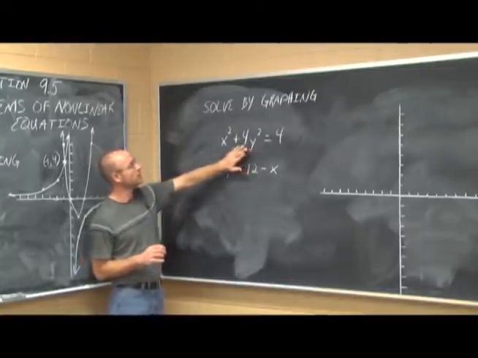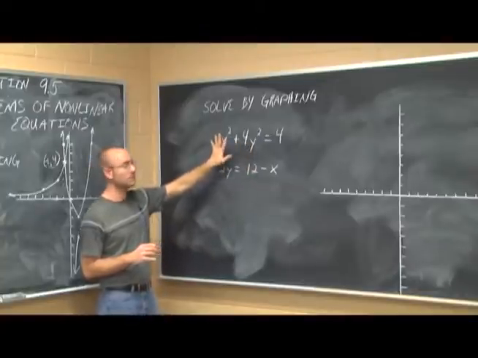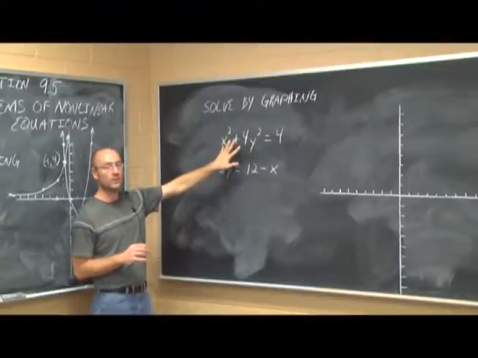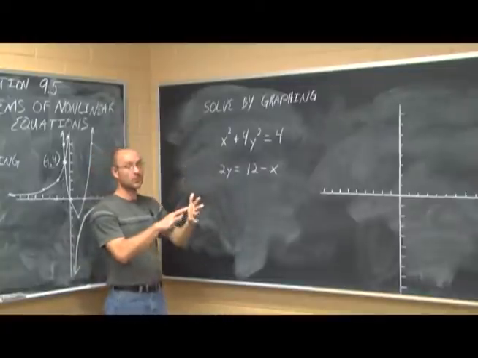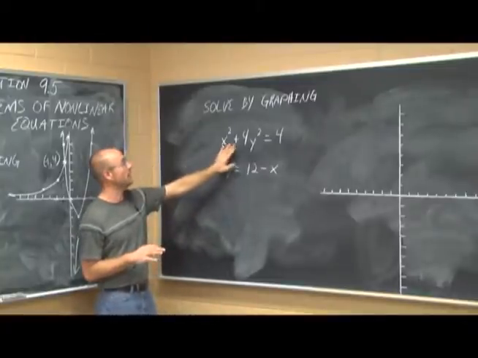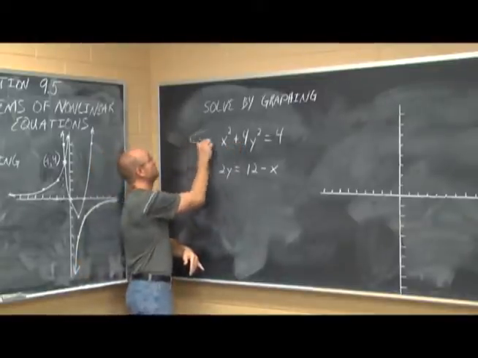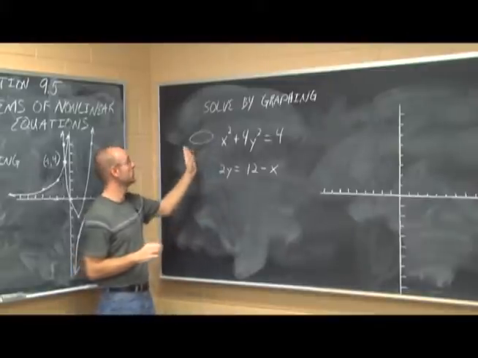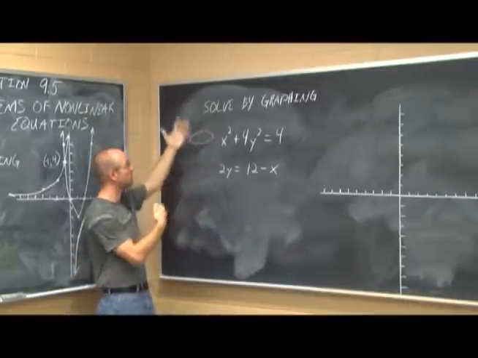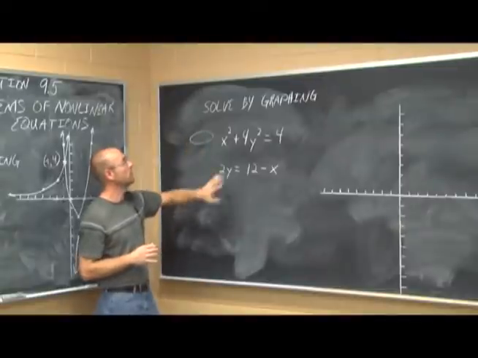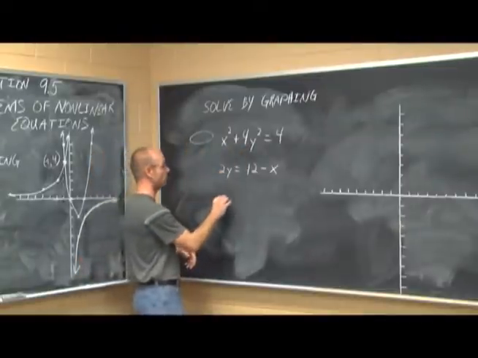Well, here both x and y are squared. That leaves either a circle, an ellipse, or a hyperbola. I see it's adding, and I notice that these coefficients are different. I've just identified this as being an ellipse. It's an ellipse of some sort. Maybe it's stretched in x or maybe it's stretched in y, but I know it's an ellipse. I'm going to put this in standard form.